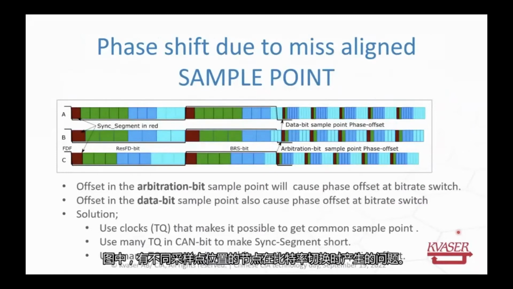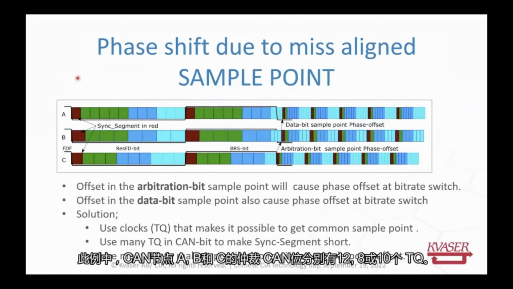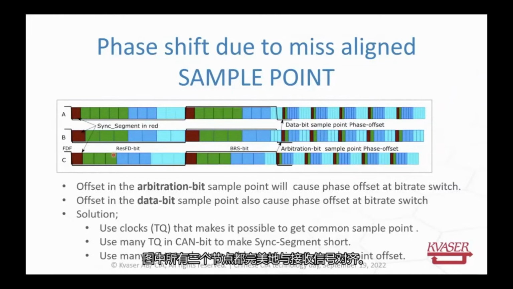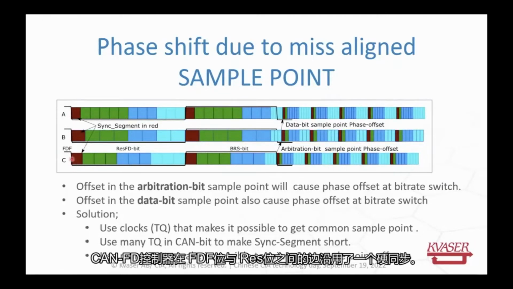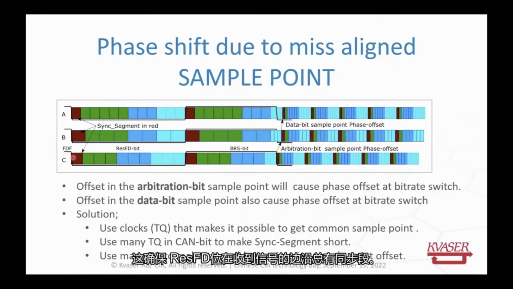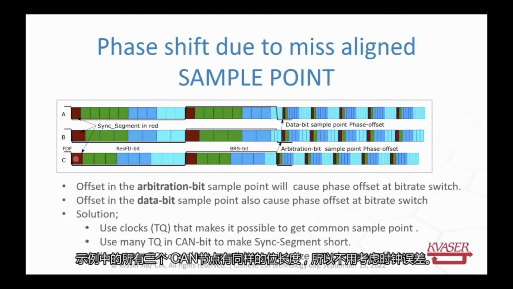This figure shows the problem with bitrate switch when different nodes have different sample point location. The arbitration CAN bit in this example have 12, 8, or 10 time quanta in respective CAN node A, B, and C. The figures show that all three nodes are perfectly aligned to the received signal. The CAN-FT controller makes a hard synchronization at the edge between the FDF bit and the res-FT bit. This secures that the res-FT bit always have the sync segment at the edge in the received signal. All three CAN nodes in this example have the same bit length, so there's no clock error to consider.